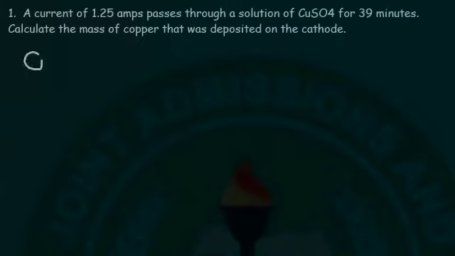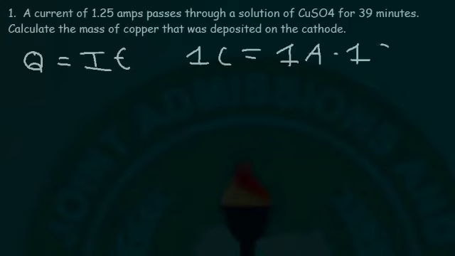Q is equal to I times T. Q represents the charge, and the charge is measured in coulombs. I represents the current, which is measured in amps, and T is the time in seconds. So what you need to know is that 1 coulomb is equal to 1 amp times 1 second.